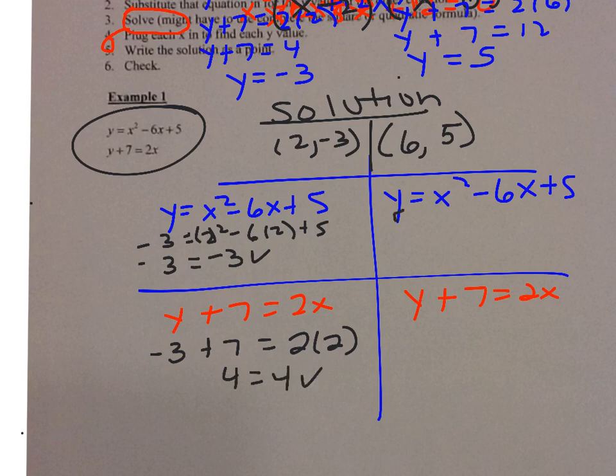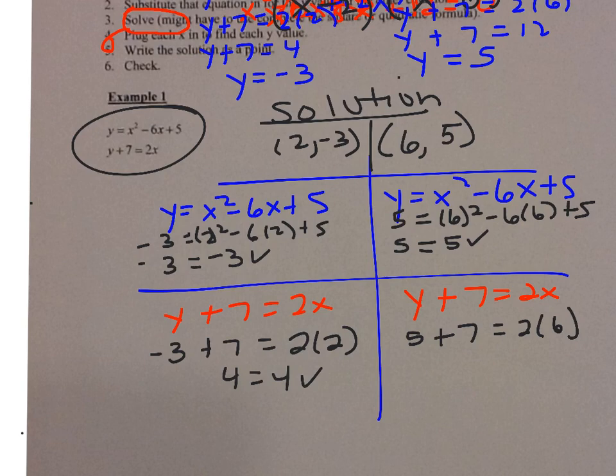Okay, on to the other point. So I have my y is 5 equals x is 6. So that's 6 squared minus 6 times 6 plus 5. Plug the right side in your calculator. 5 equals 5, and that checks. And now we're going to try y plus 7 equals 2x. So it's 5 plus 7 equals 2 times 6. So that's 12 equals 12, and that checks.